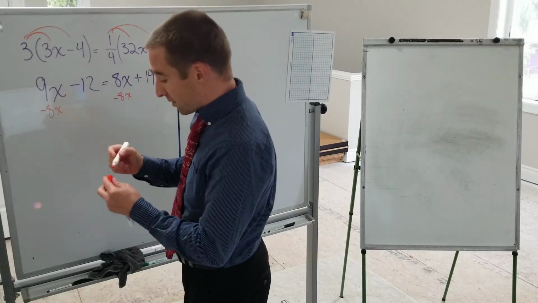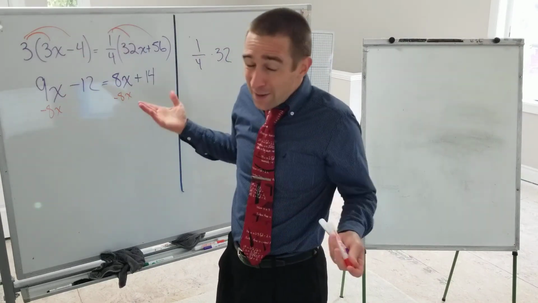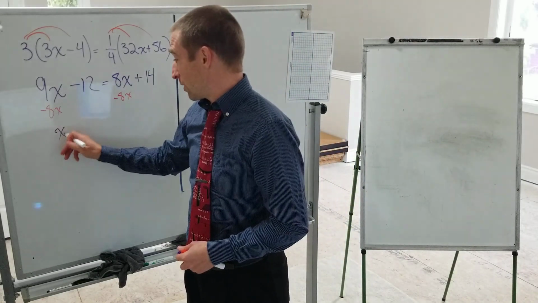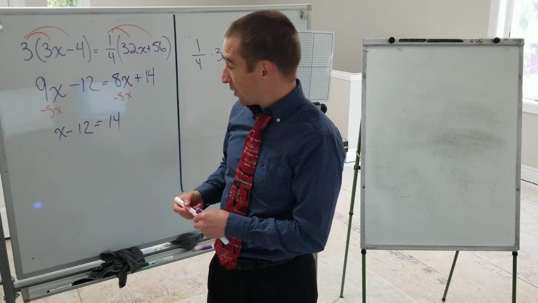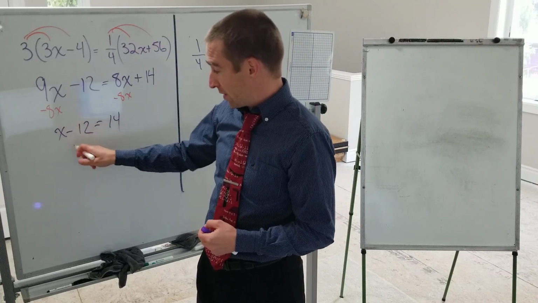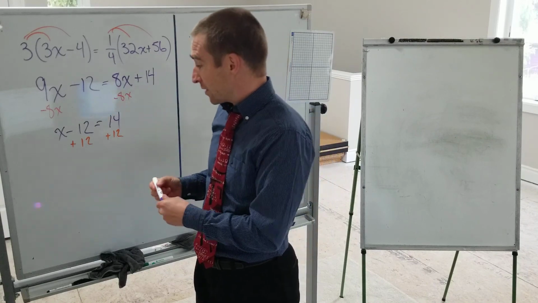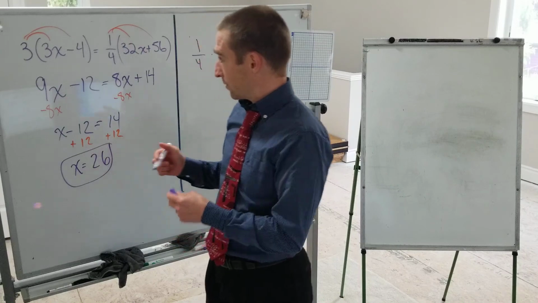The reason to subtract 8x is so that we're left with a positive 1x, and positive numbers are just easier to work with than negative numbers. So here we have x minus 12 equals 14, and then I'm going to add 12 to both sides to get rid of this minus 12 here, and that gives me x equals 26. And that's my final answer.